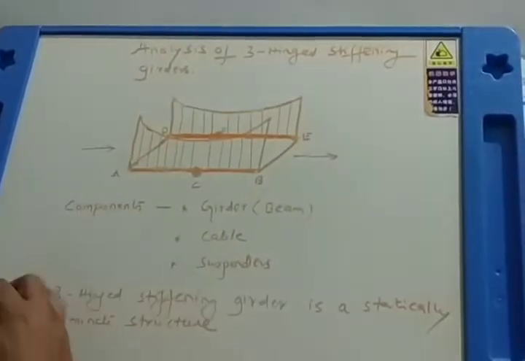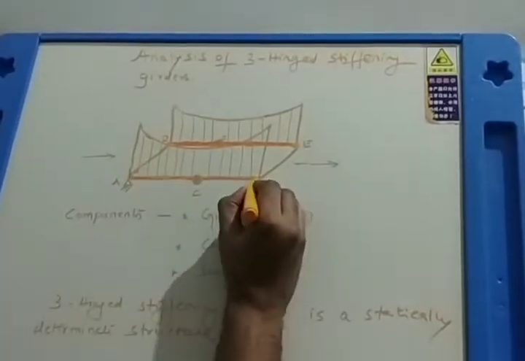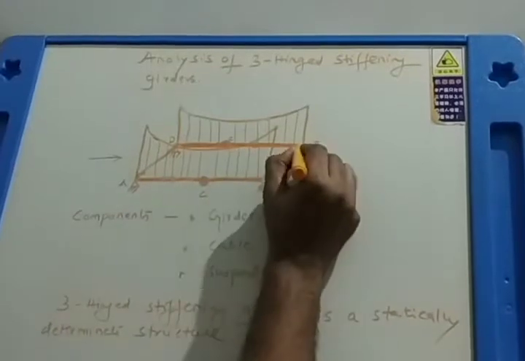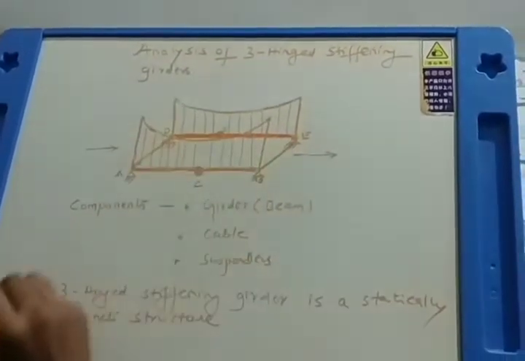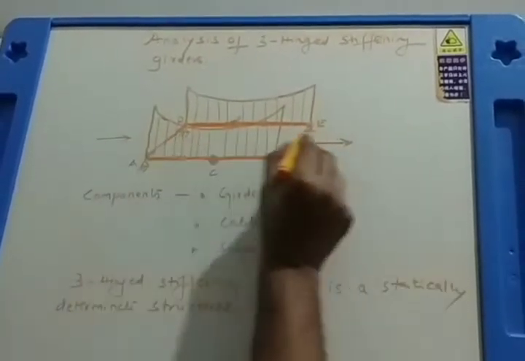That means two hinges will be here. I will just show the hinges here. One hinge here, another hinge here, third hinge here. Similarly, one hinge will be here, another hinge will be here, and the third hinge. So this is how it looks. The vehicles or the pedestrians can pass through like this.